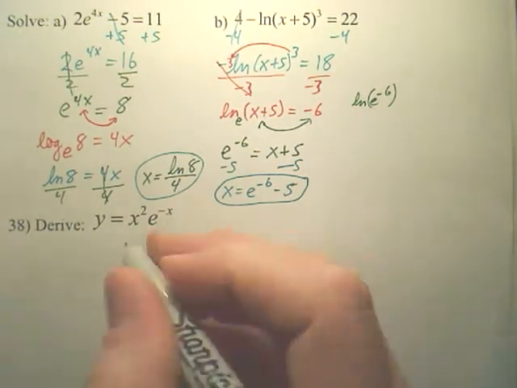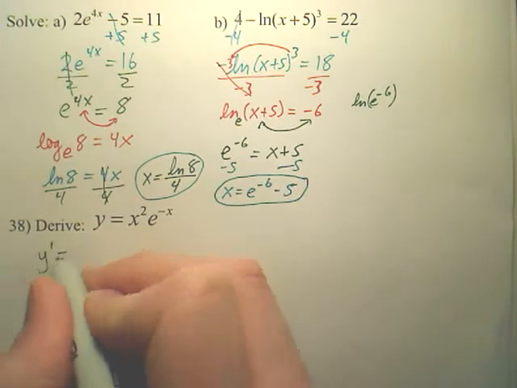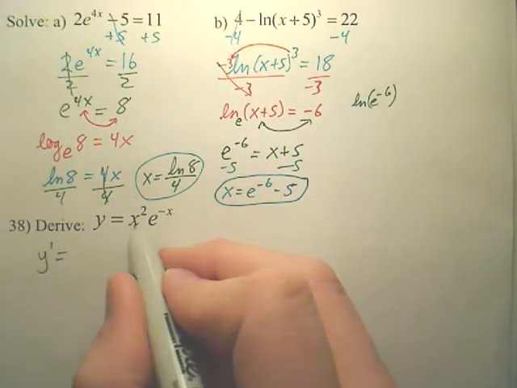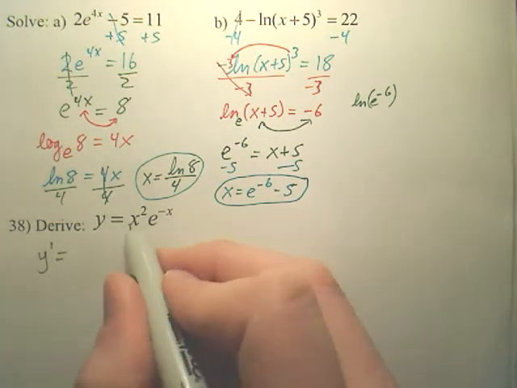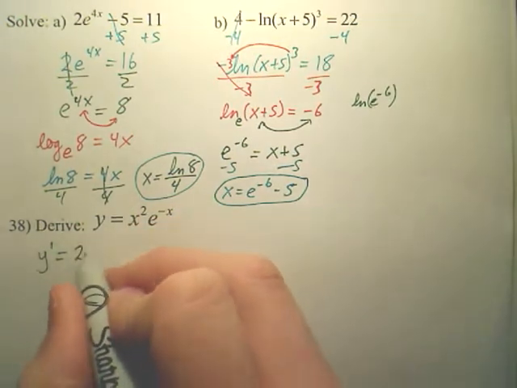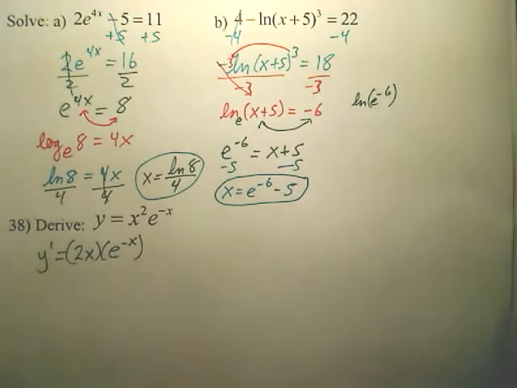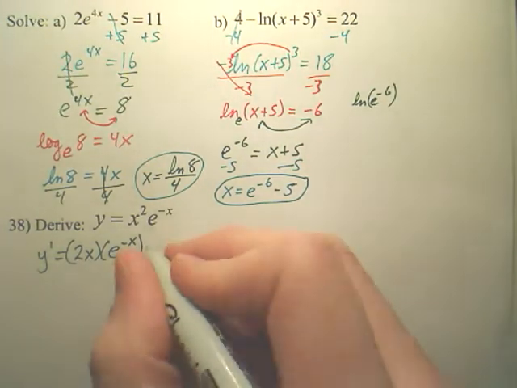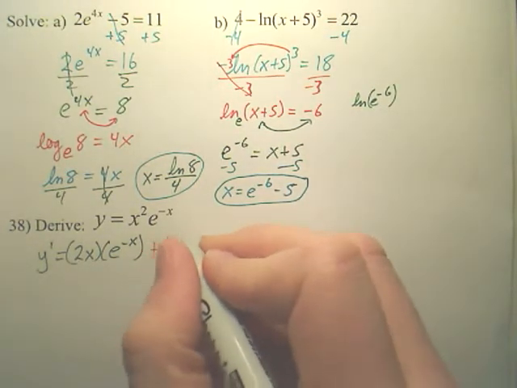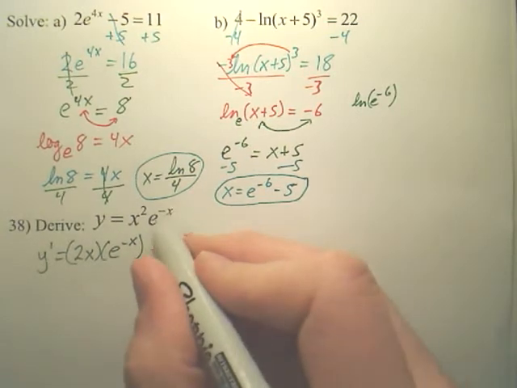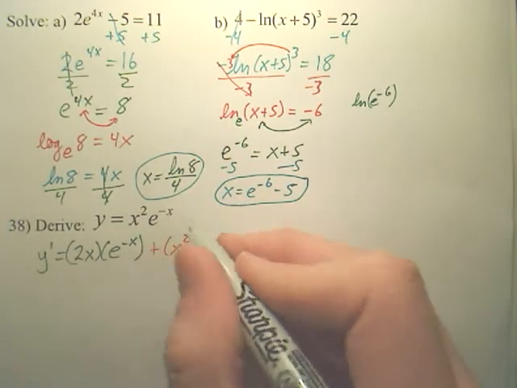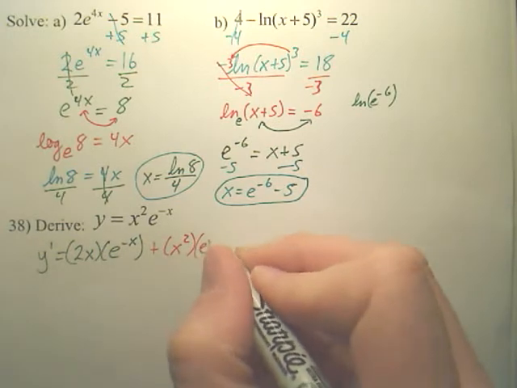Last one. If we derive this, real simple. The derivative, this is a product rule. People tend to miss it. Derive x squared, that would be 2x. Leave e to the negative x. Plus, leave the x squared. And this right here, the derivative of e to the negative x is e to the negative x. You just leave it.